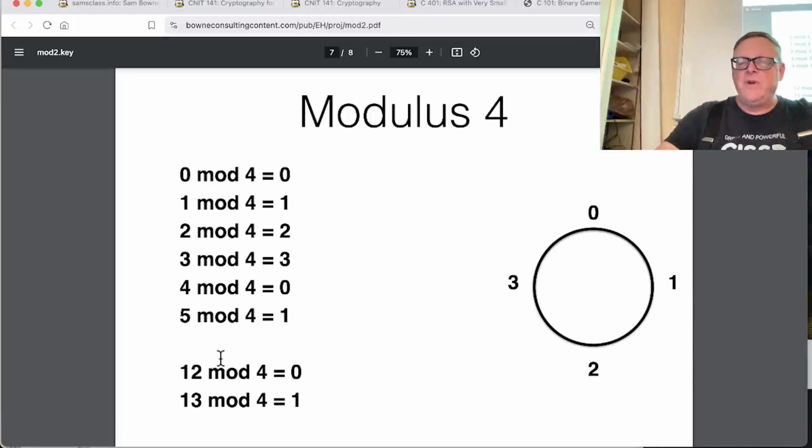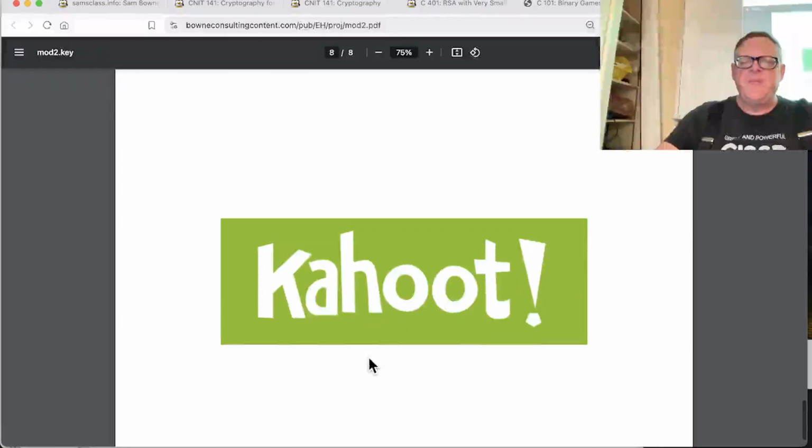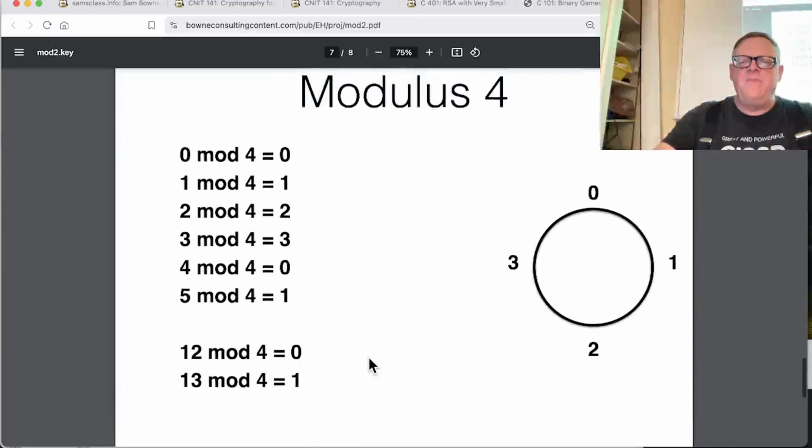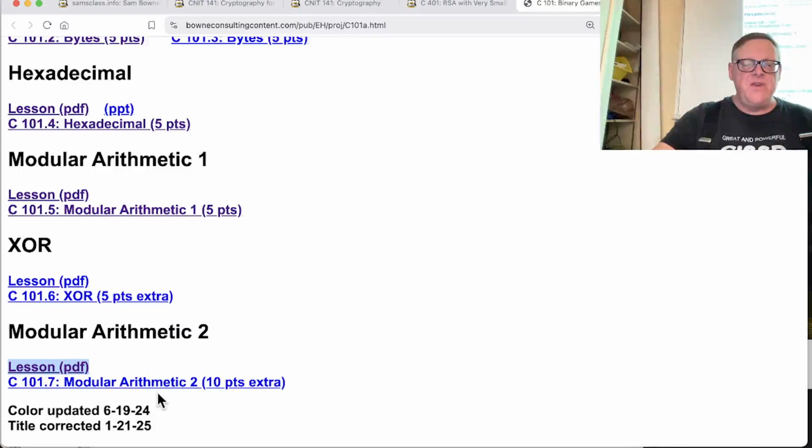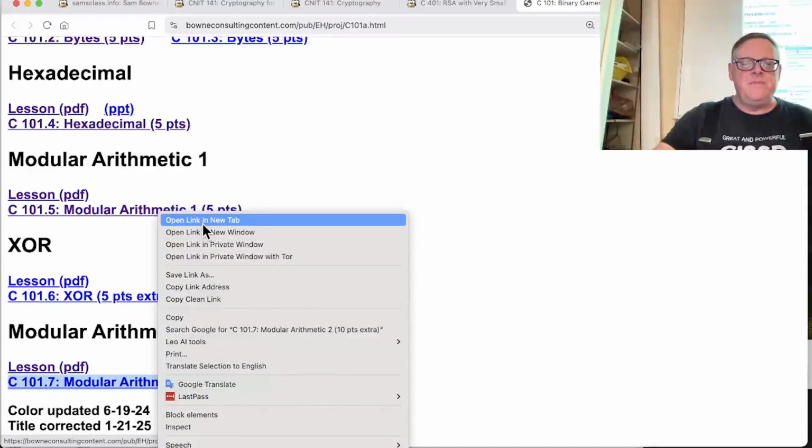So here's modulus 4. So if I start multiplying 4 by various things, 1 mod 4 is 1. 2, 3, oh, there's 12 mod 4, that's 0. All right, I don't think I need that one. Anyway, so that's a multiplicative inverse. Let's see if you can do some of them. Those are more difficult.